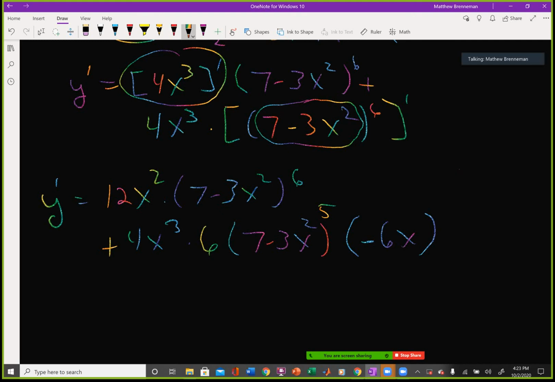Okay? And now we go through, do a little bit of algebra, and we're home free. Do not expand these out, okay? This is going to be a real mess. Whenever you start having quantities raised to powers, just leave them alone, okay? It's going to get to be a real mess if you try to expand it out. 7 minus 3x squared to the 6.